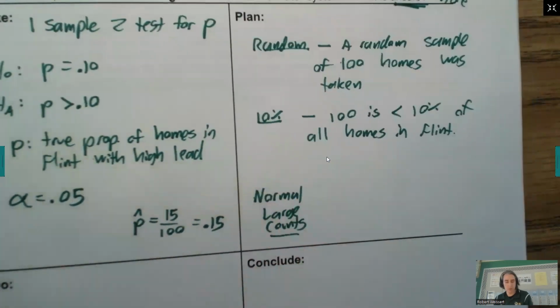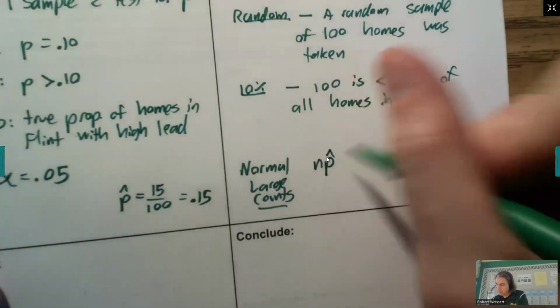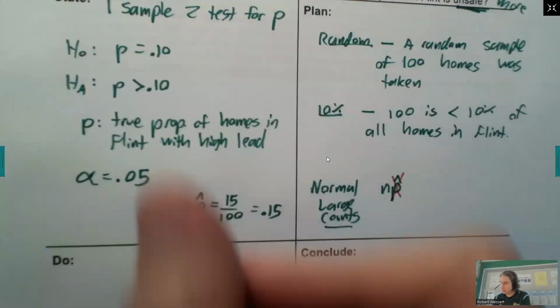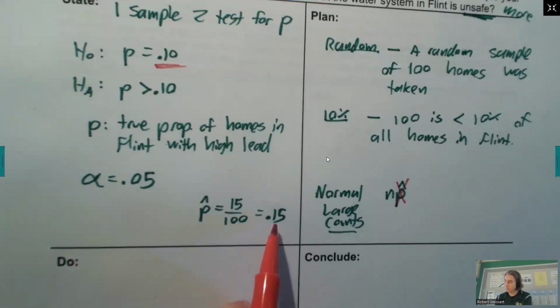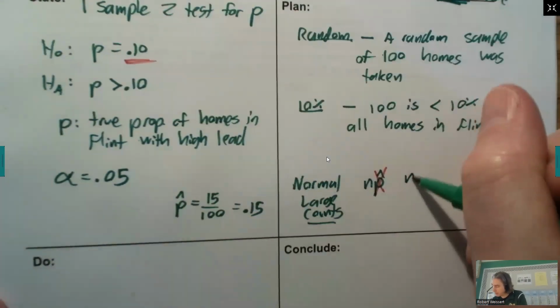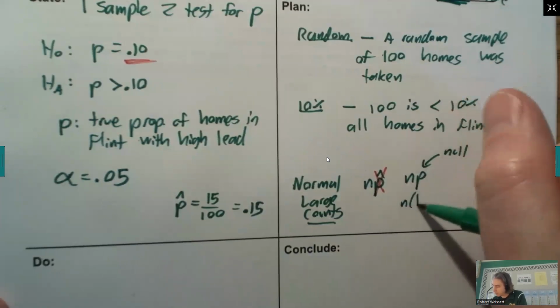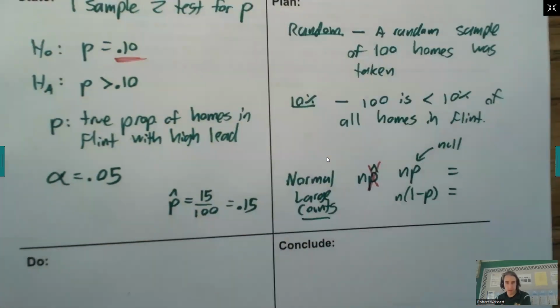In your normal large counts condition, this does differ a little bit, because we're not doing n p-hat, okay? We don't want to use p-hat, because the assumption is that it's 10%, not greater than 10%, not our statistic. So we're actually going to use np, which is your null, and n(1 minus p). And both of those should be greater than 10, okay?